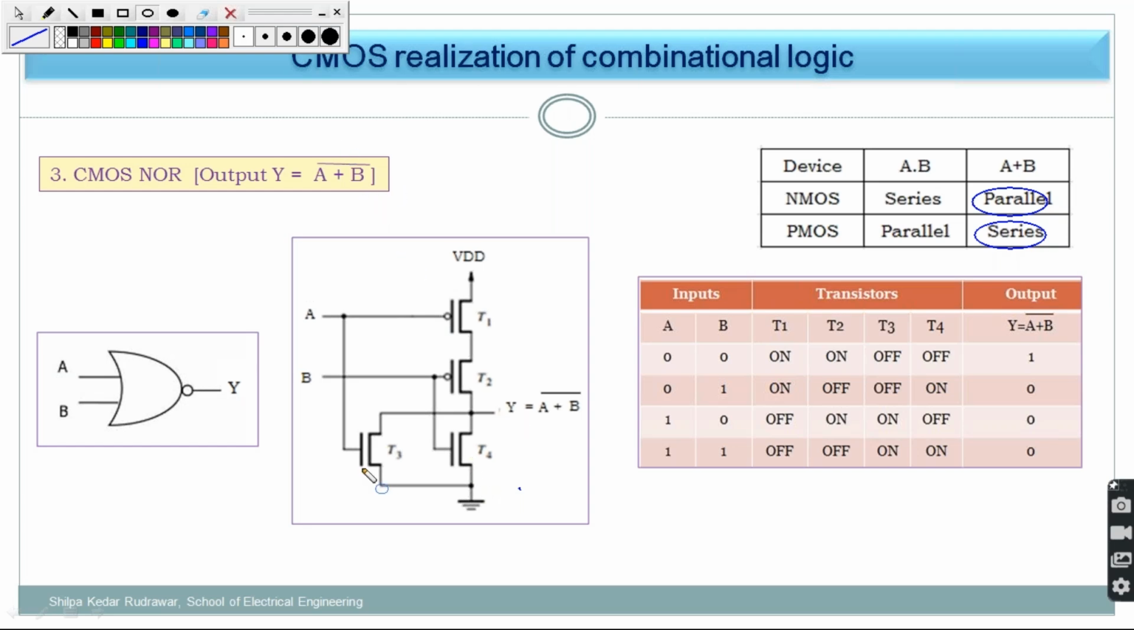So the PMOS previously connected in series are connected over here in parallel, and opposite to that, the NMOS are connected in series. That is, PMOS are in series. As these are two variables, that's why you require two PMOS and two NMOS.